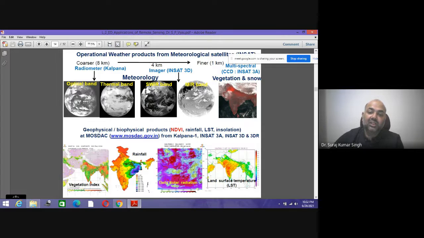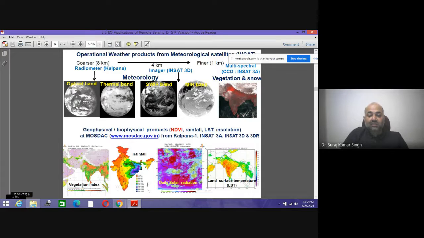These satellite data sets are used for various kinds of weather forecasting and weather preparedness. Apart from that, we are using them for various geophysical and biophysical products like NDVI, rainfall, land surface temperature, and insolation, using the MOSDAC data sets from Kalpana, INSAT-3A, 3D, 3DR. We are generating at India level various kinds of vegetation indices, rainfall patterns, daily solar radiation, and land surface temperature.